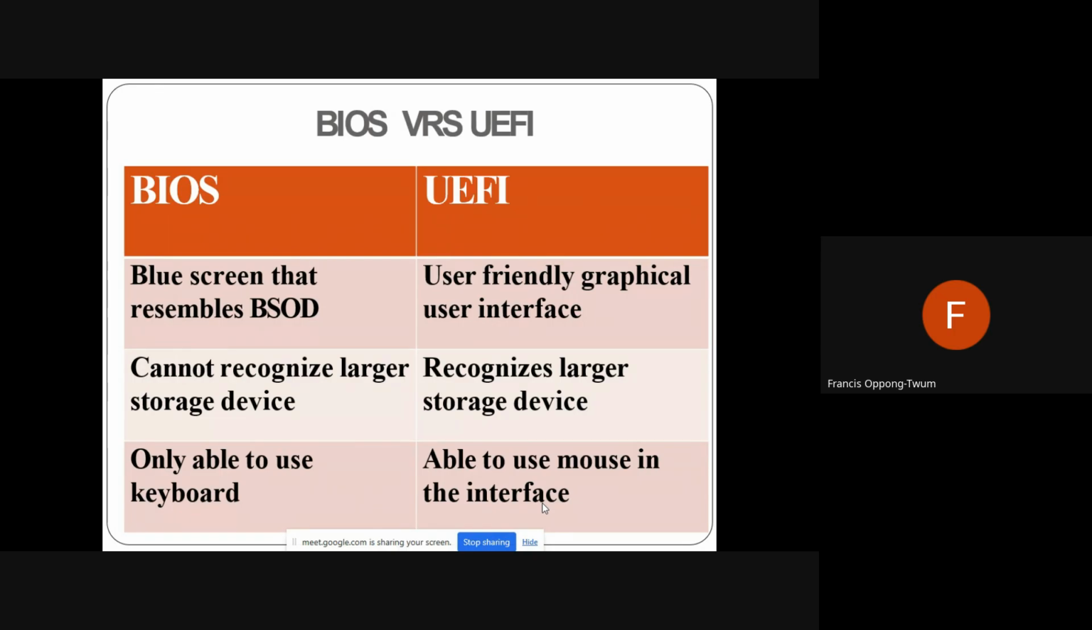The BIOS cannot recognize larger storage devices, whereas the UEFI can. The BIOS is only able to use the keyboard. But if you go to the UEFI, it is able to use the mouse, and you can also use the keyboard. So these are some of the differences between the BIOS and the UEFI.